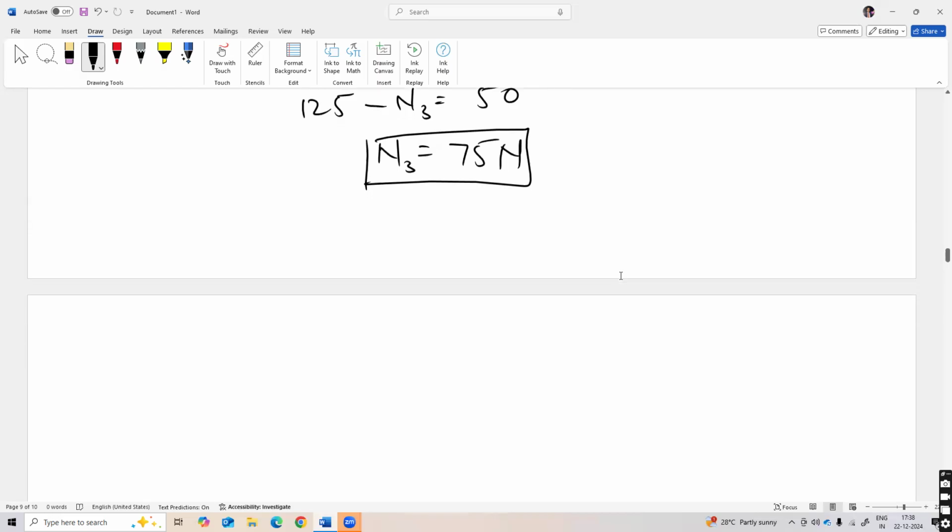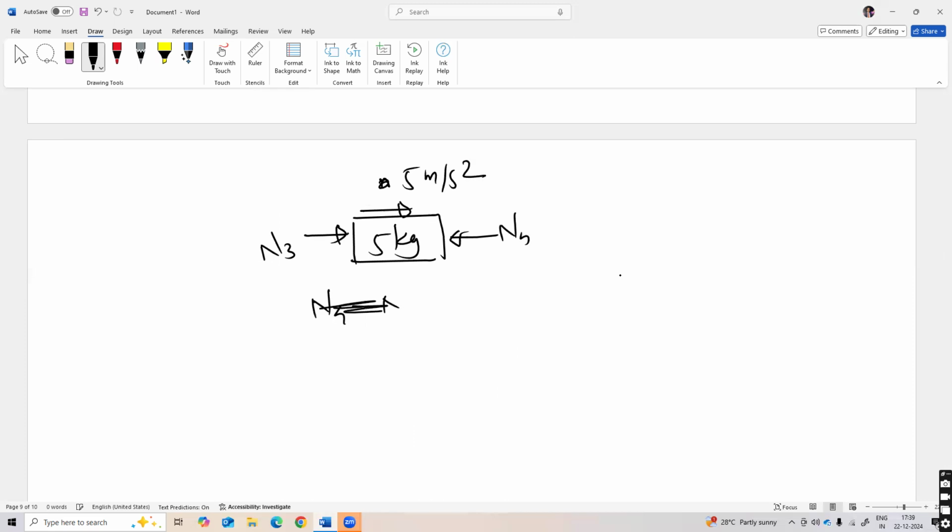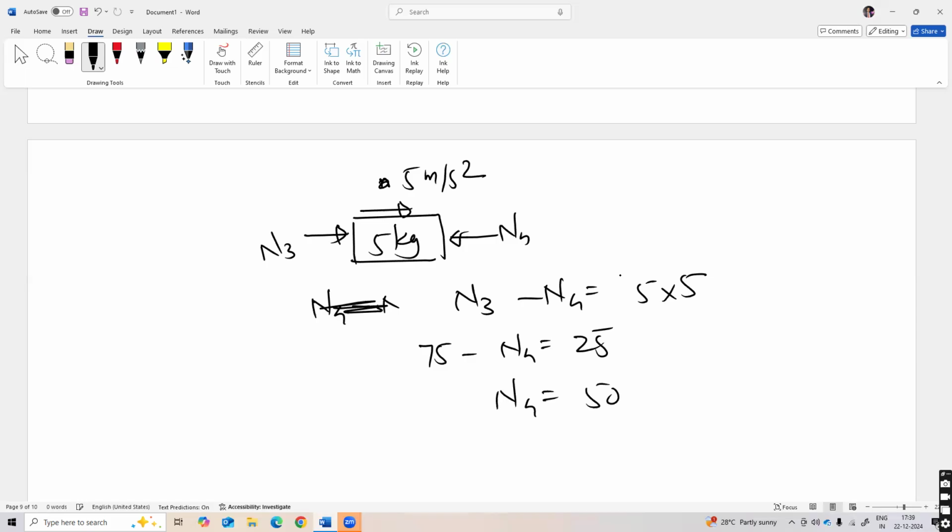Okay, and again we'll come to the fourth block from the left hand side, where the block has normal reaction N4 from the right side, normal reaction N3 from the left side, and it is also moving with acceleration 5 meter per second square. N3 is positive here because N3 minus N4 is equal to mass 5 into acceleration 5. N3 we got was 75 Newton, so N3 minus N4 equals 25. So we got N4 equal to 50 Newton.